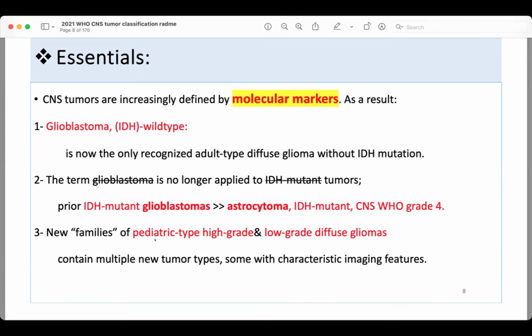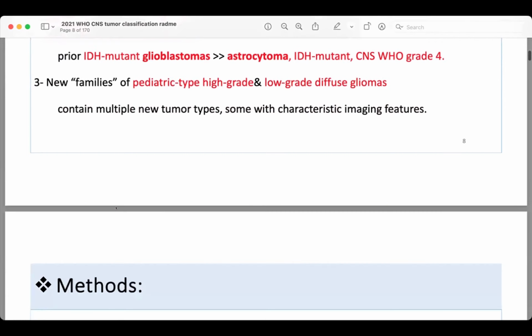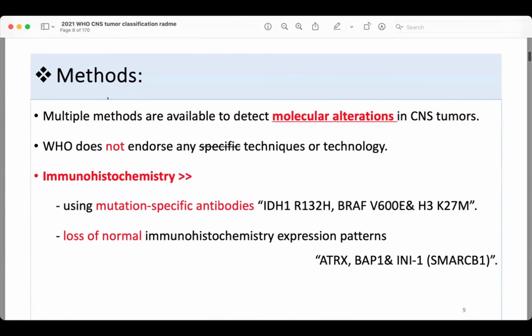We will talk about it also later in the lecture, the pediatric types especially. The methods of the classification, how they detect the mutations and how they do the genetic testing. You need, as a radiologist, to know a brief thing about these items, as if you are in a tumor board or you are attending these very important meetings, the multidisciplinary teams.